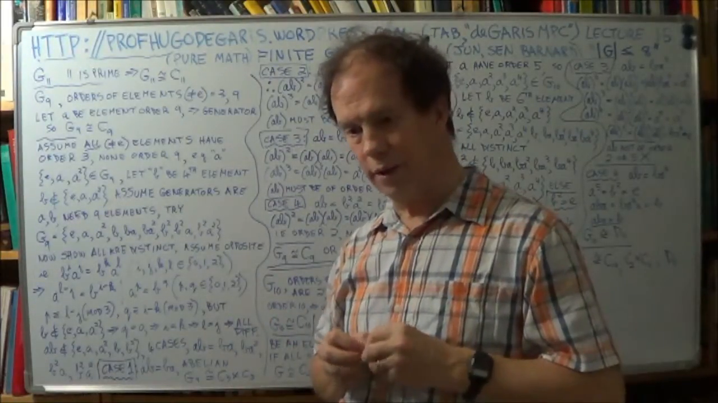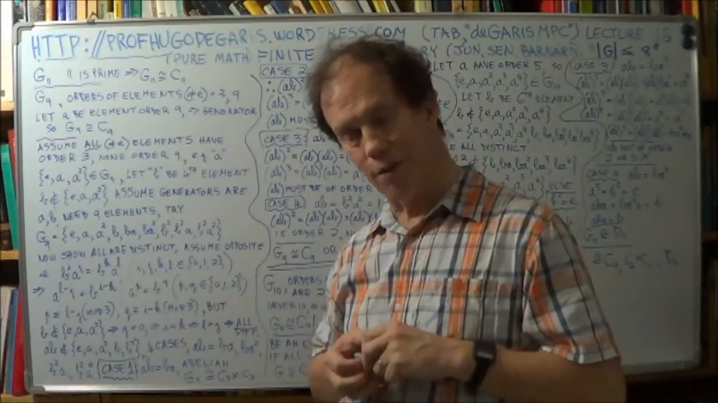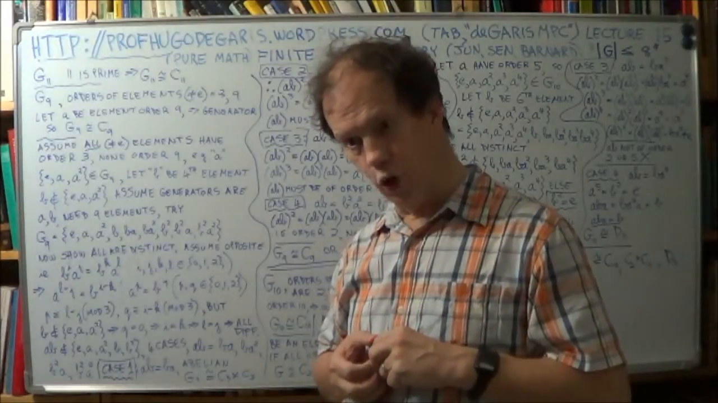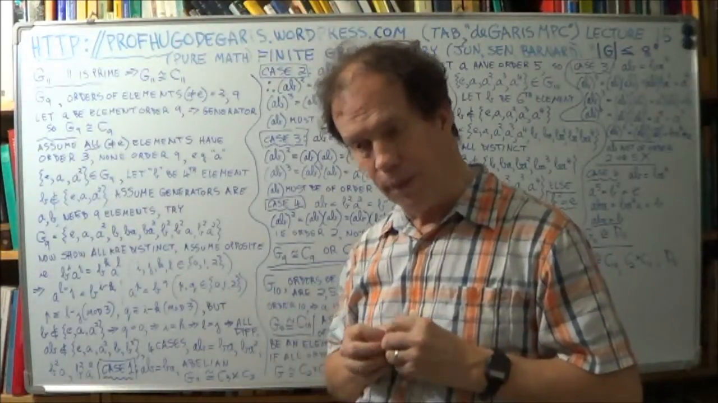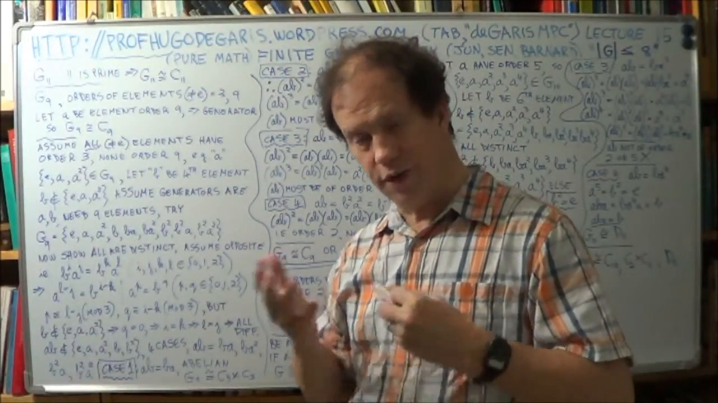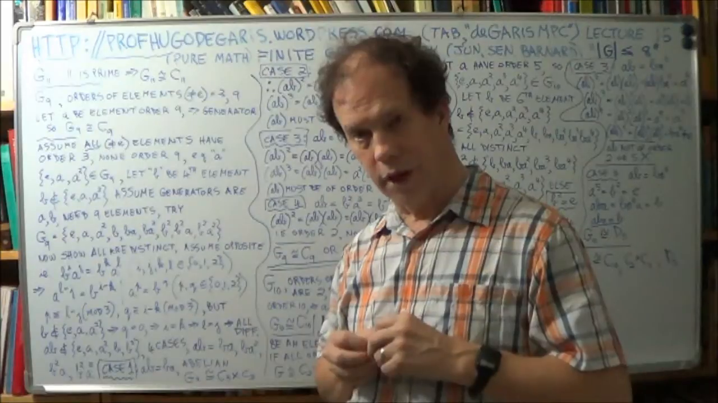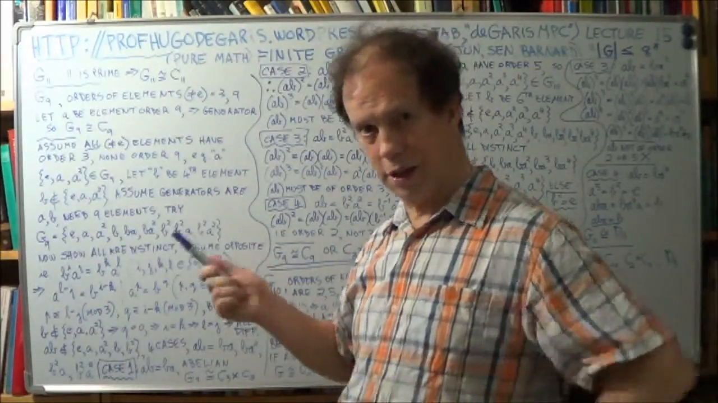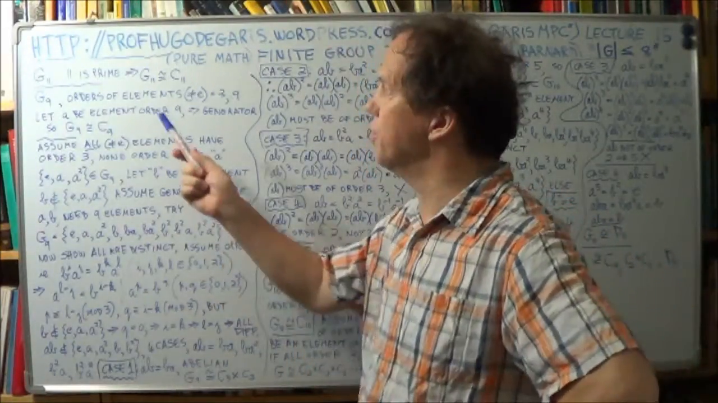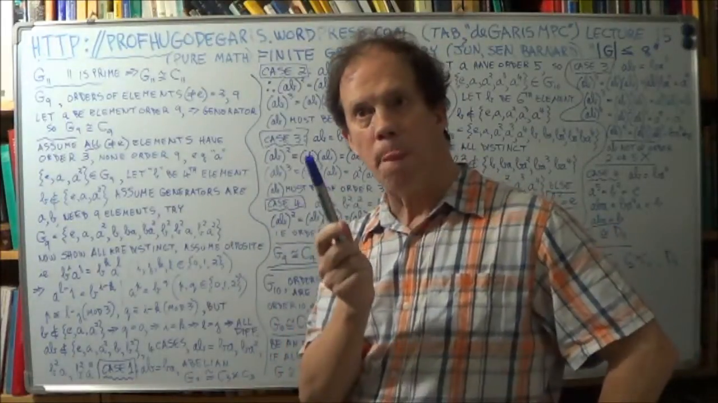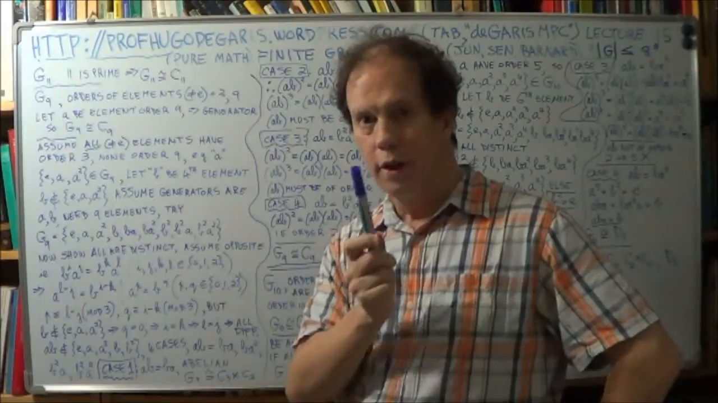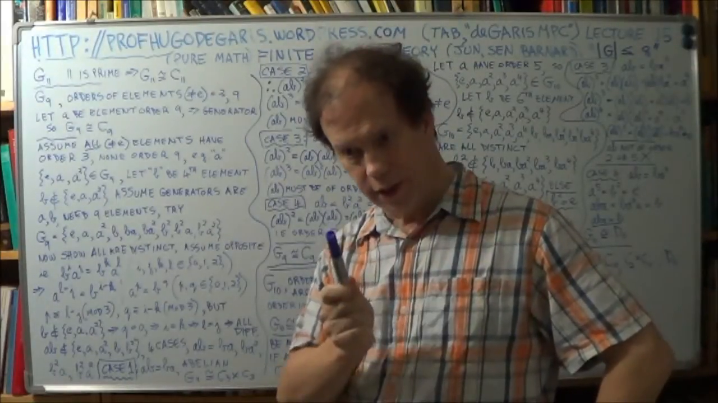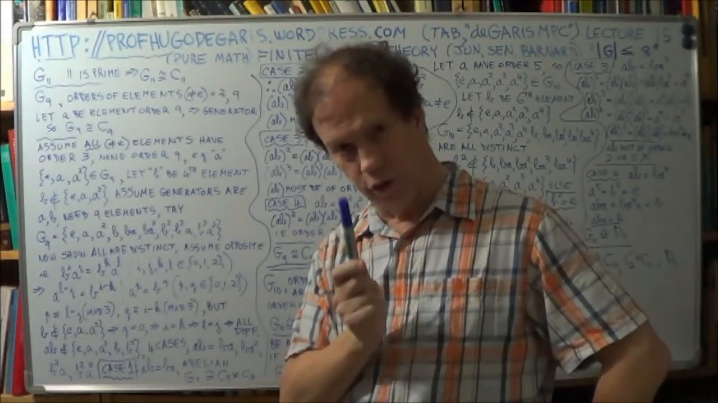Now, an alternative way to say much the same thing is to say that the order of any element of the parent group divides or is a factor of the order of that parent group. And in fact, that's that corollary. That's the one we're using. So the order of any element of a group divides the order of the group.